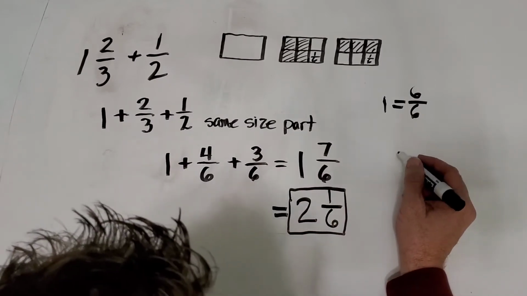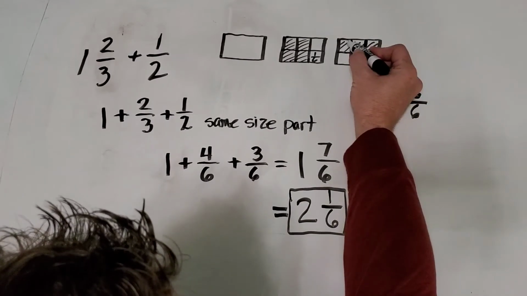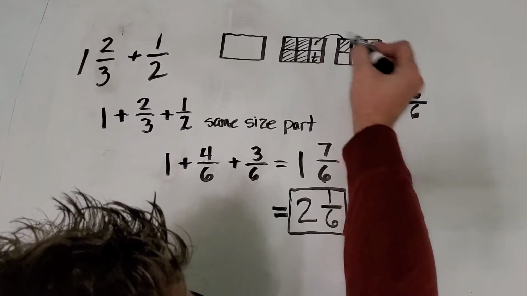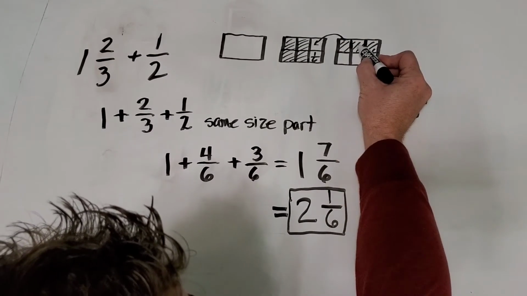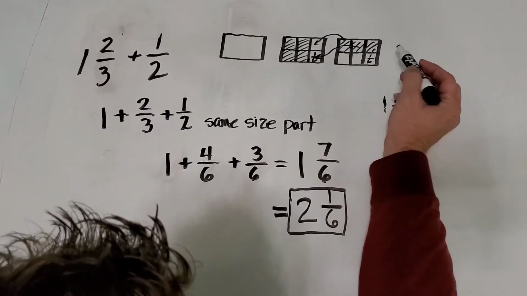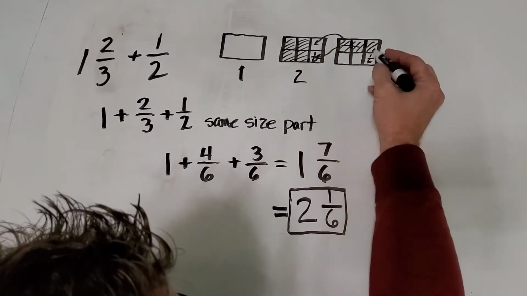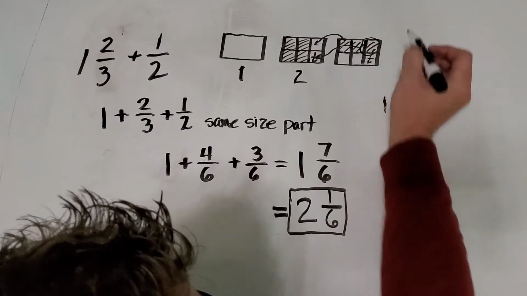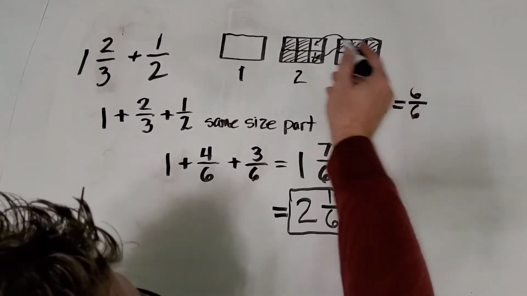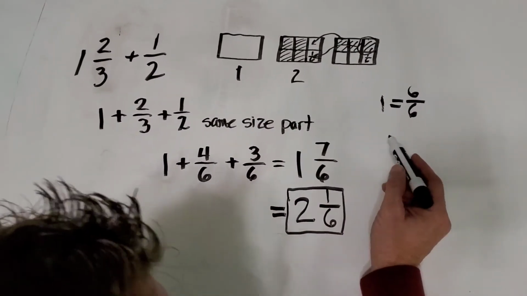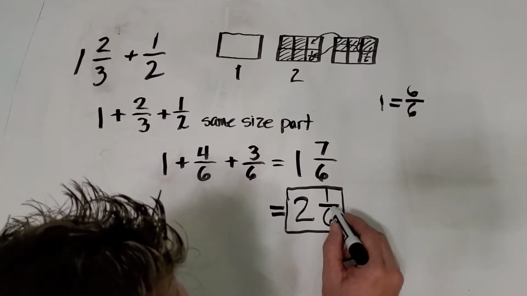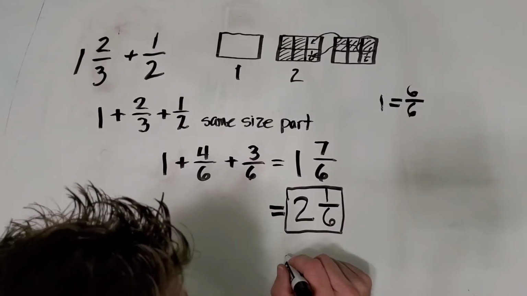And you can see, if I was to take this one and fill in here, and I was to take this one and fill it in here, I would have 1 whole, I would have a second whole, and I would have 1/6 left over. So I was able to check my answer with pictures to see that 2 and 1/6 is correct.